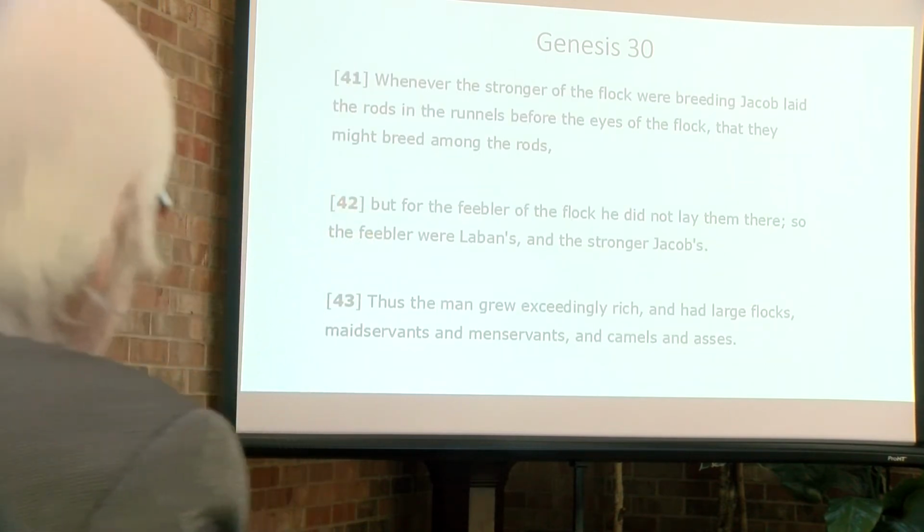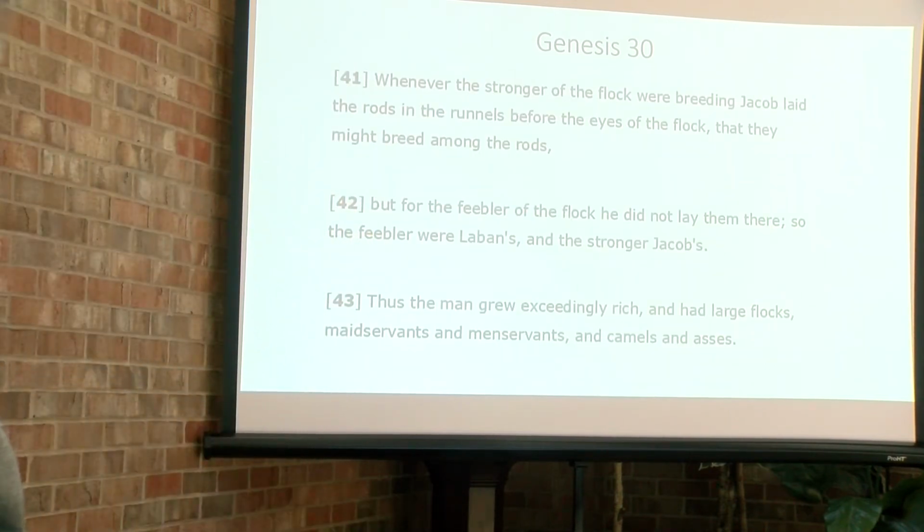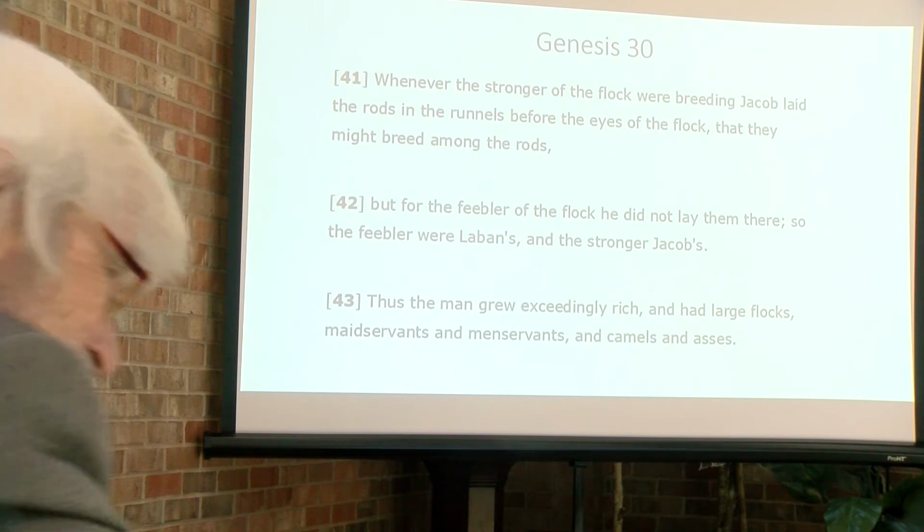And what happened? When the stronger of the flock were breeding, Jacob laid the rods, the runnels, before the eyes of the flock, that they might breed also. But for the feeble of the flock, he did not lay them there. So the feebler were Laban's, and the stronger were Jacob's. Thus the man grew exceedingly rich, and had large flocks, maidservants, servants, camels, and asses.